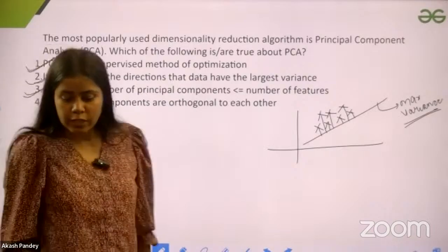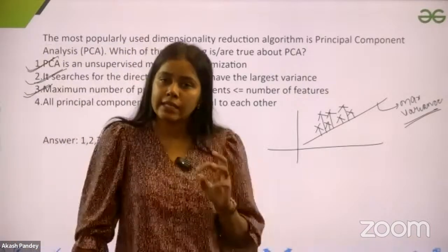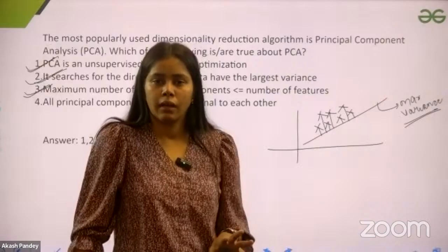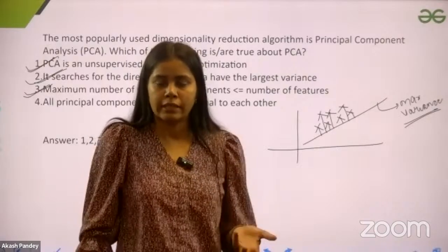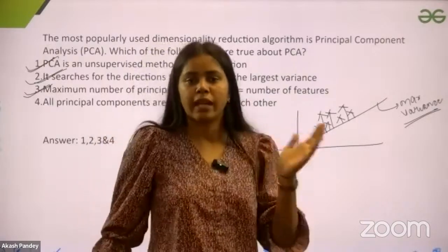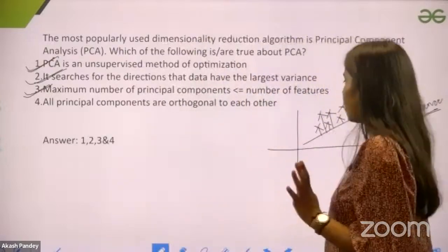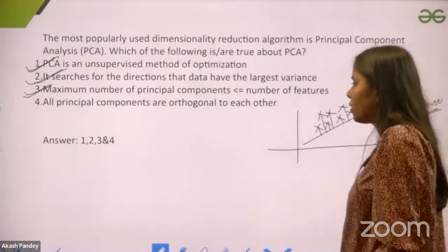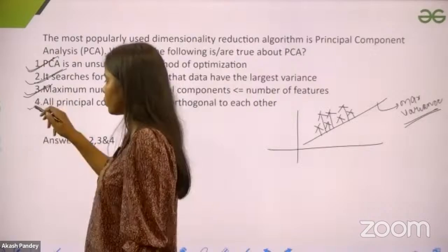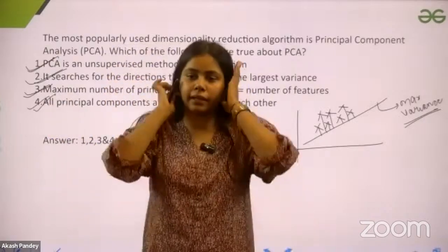Maximum number of principal components is less than or equal to the number of features. Obviously, what is principal component analysis doing? It is reducing your dimensionality, number of features. So obviously, the maximum principal components we can have is less than the number of features. All principal components are orthogonal to each other. So this is also true. So here all options are correct.